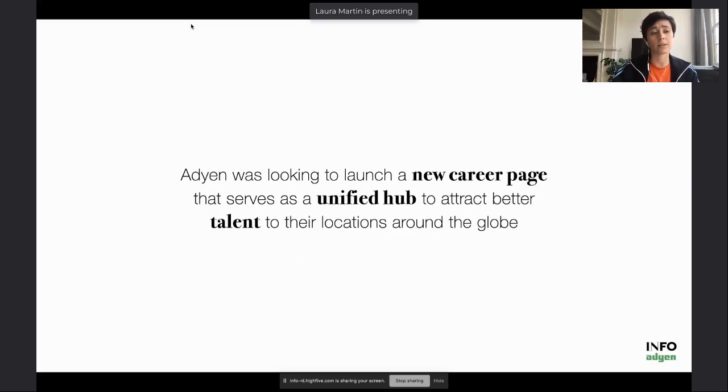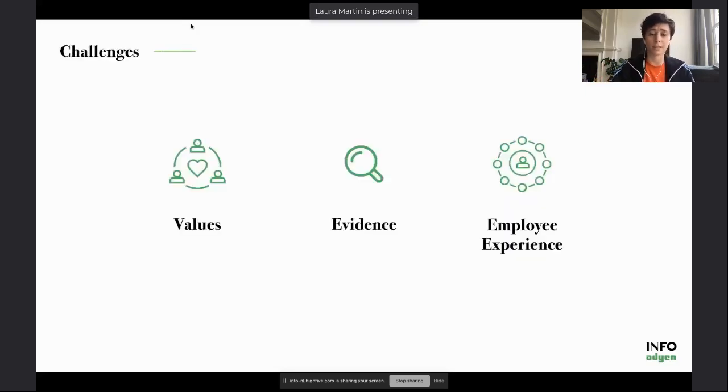So when we started, we did have some challenges in place, initial challenges that we needed to take into account. The first one was related to the culture, the values. Adyen is a company that is very driven by their culture. They have this set of principles called Formula, and it's very intrinsic to their DNA. And they wanted us to take that Formula as the backbone for the strategy of the career hub.